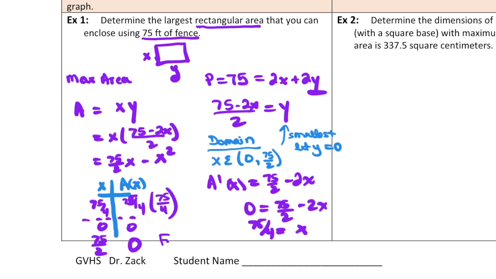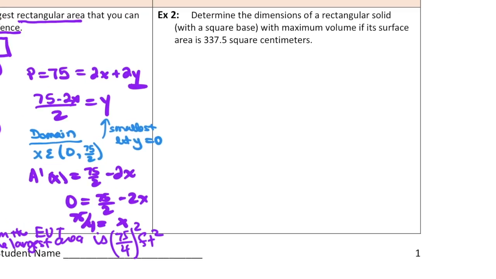Afterwards, from the extreme value theorem, the largest area is 75 over 4 quantity squared, and we know that this is feet squared. Make certain you throw in your unit.